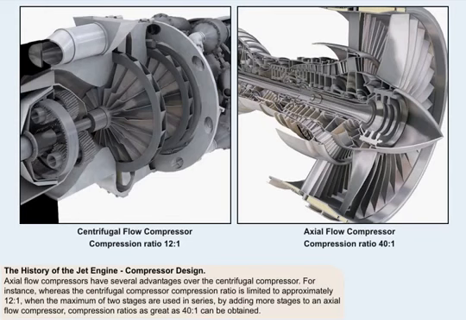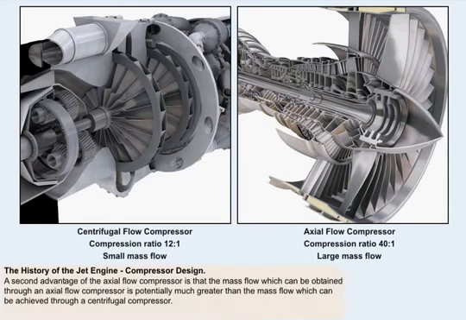Axial flow compressors have several advantages over the centrifugal compressor. For instance, whereas the centrifugal compressor compression ratio is limited to approximately 12:1, when the maximum of 2 stages are used in series, by adding more stages to an axial flow compressor, compression ratios as great as 40:1 can be obtained. The term compression ratio refers to the ratio of the pressure at the outlet of a compressor to that at its inlet.